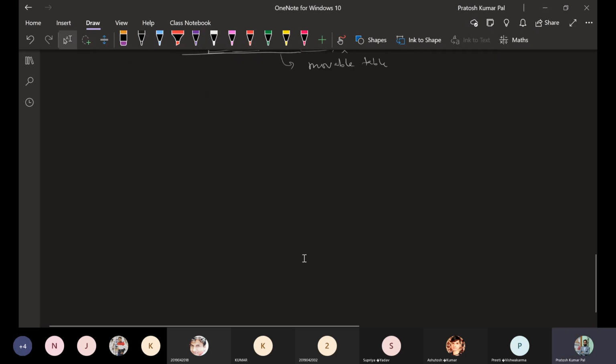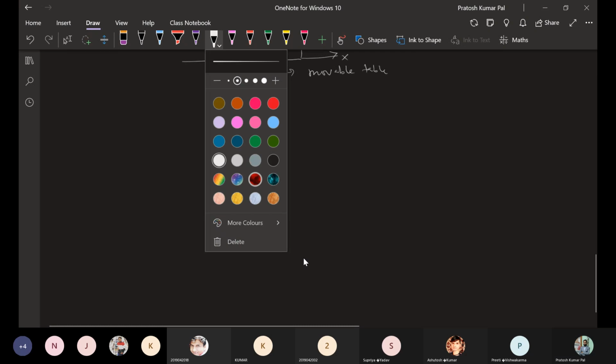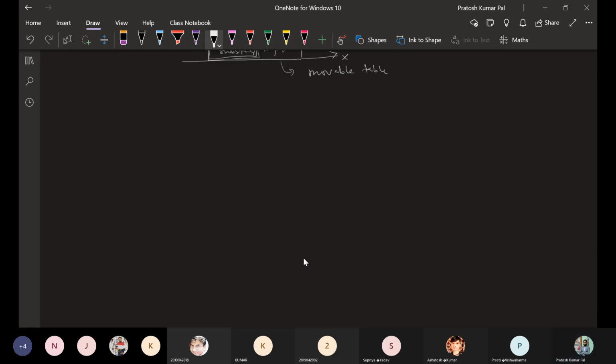Also in case of e-beam lithography, different resists are used. So resists are basically... here also there are two types of resist. One is positive resist, another one is negative resist.